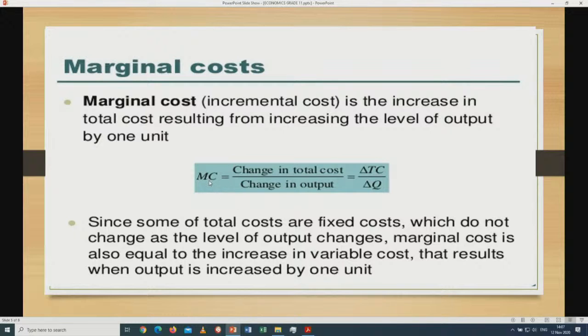Now, when we look at the marginal cost, then we say it is the change in total cost and then the change in total output. Right. I hope this issue of change is also now very clear. It will not make it difficult for you when you have to do your calculations. Since some of the total costs are fixed costs which do not change as the level of output changes, marginal cost is also equal to increase in variable costs that result when output increases by 1 unit.